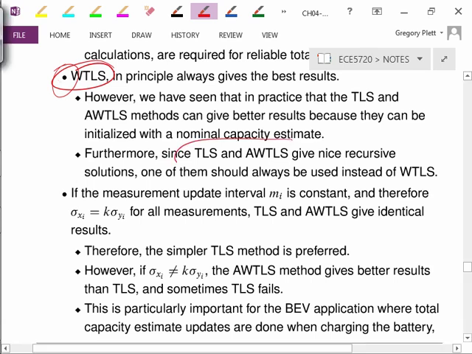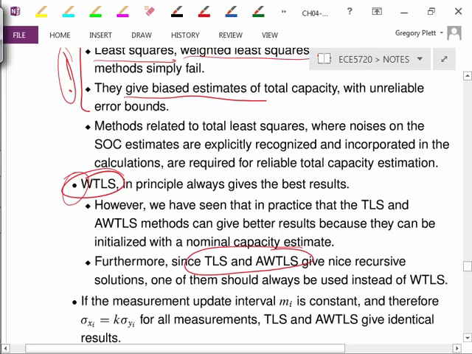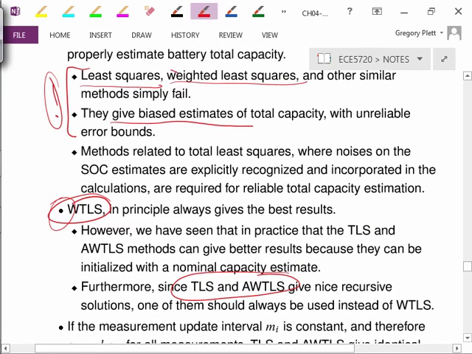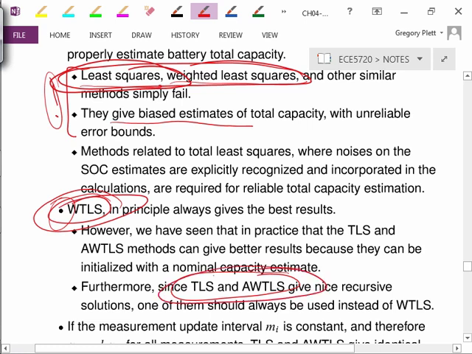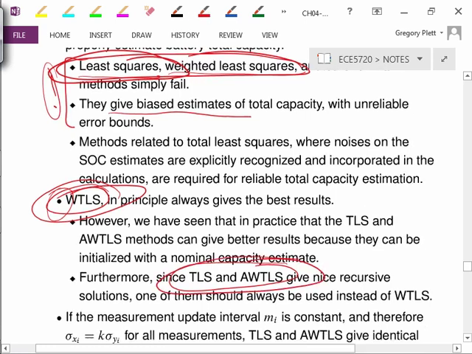And since these two methods, the total least squares and approximate weighted total least squares methods, give nice recursive solutions, we should always choose one of them instead of the weighted total least squares. There's really no reason to use the weighted total least squares. So out of all of our methods, we've now thrown away least squares, or weighted least squares. We've thrown away that one, and we've thrown away this one, and we've kept, to date, those two methods.